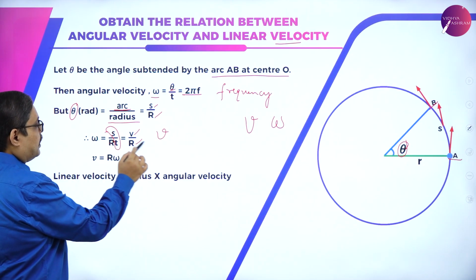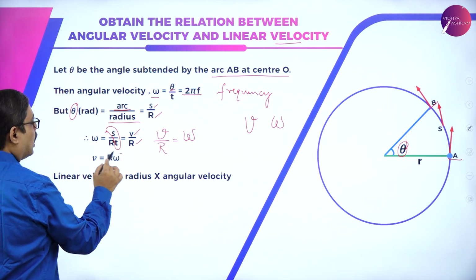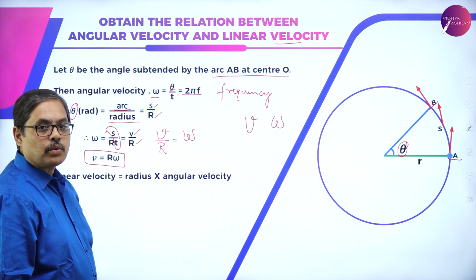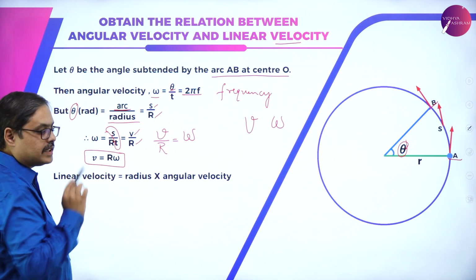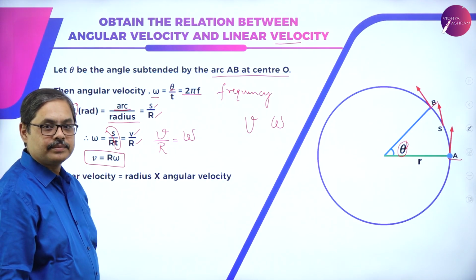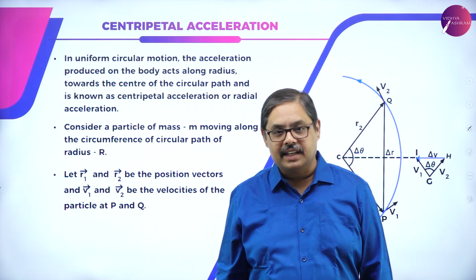Omega is equal to v by r, or v is equal to r into omega. So linear velocity is radius times the angular velocity.